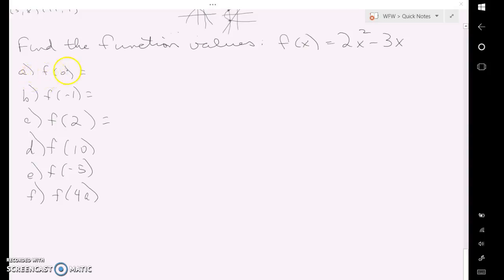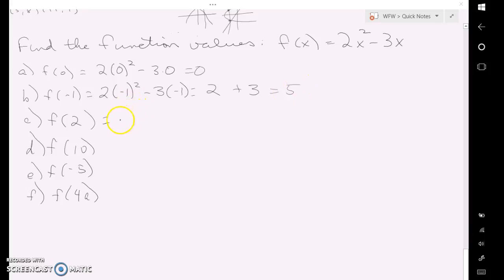When they say f of 0 or f of 4a or f of whatever, the part in the parentheses goes everywhere you see an x. So f of 0 instead of f of x is 2 times 0 squared minus 3 times 0, and that's going to be 0. F of negative 1 is 2 times negative 1 squared minus 3 times negative 1. Negative 1 squared is 1. 2 times 1 is 2. 3 times negative 1 is negative 3. When you subtract it, it becomes positive 3.